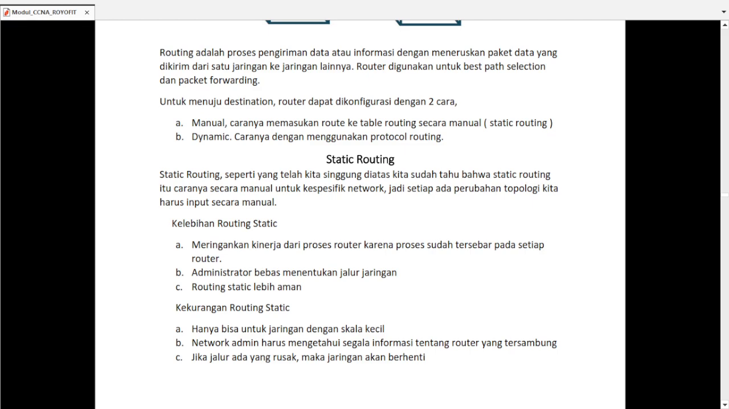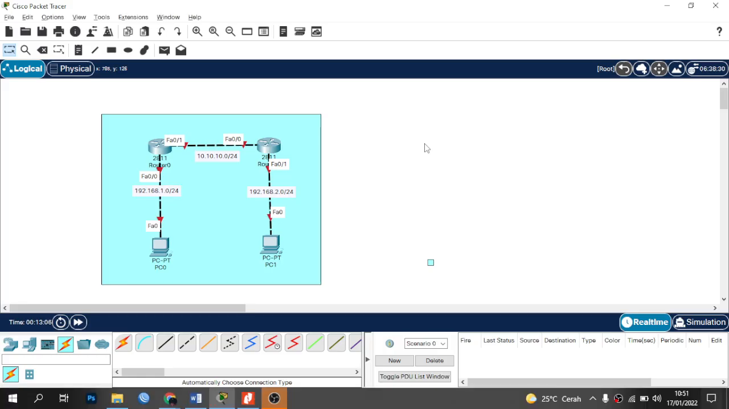Now, after knowing a little understanding about static routing, let's go to the lab. Make a topology like this. This topology consists of two routers and two PCs. The first step, we have to add IP on each interface.